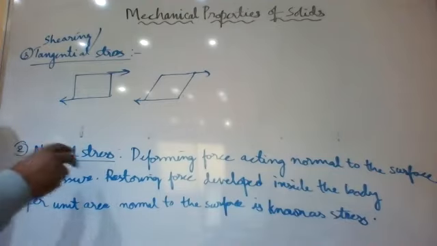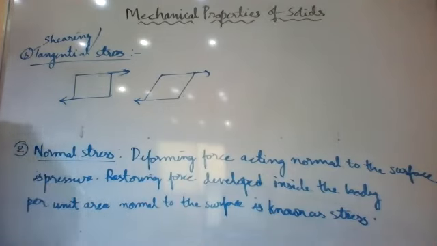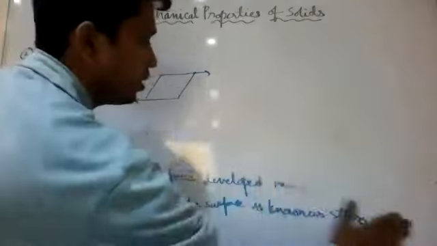Next is normal stress. Normal stress means the force is acting normally, like a small balloon immersed in the water. Then what happens? The volume will get reduced. So that is said to be normal stress. And the third one is tangential stress, where we apply the force only along the tangent of the body. Then that is said to be tangential stress.